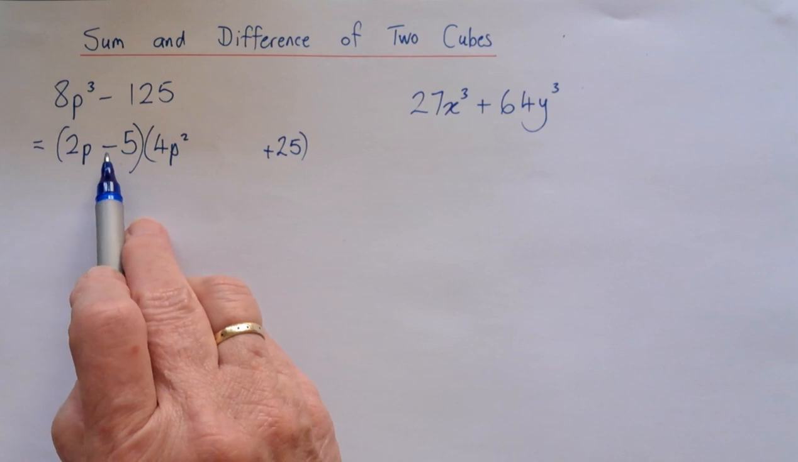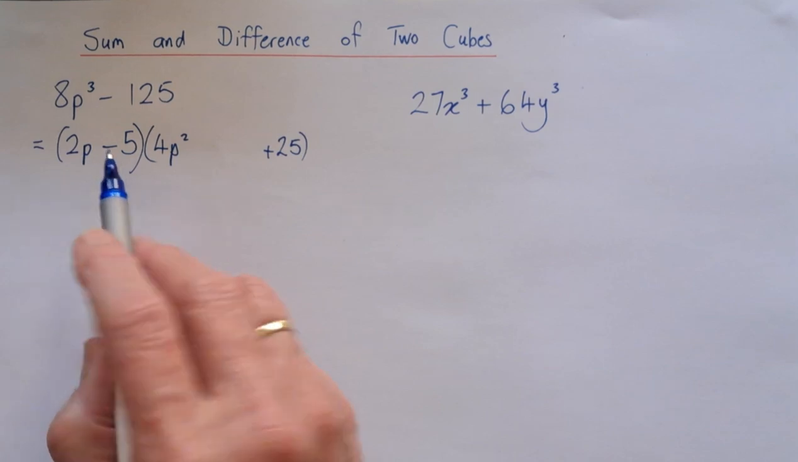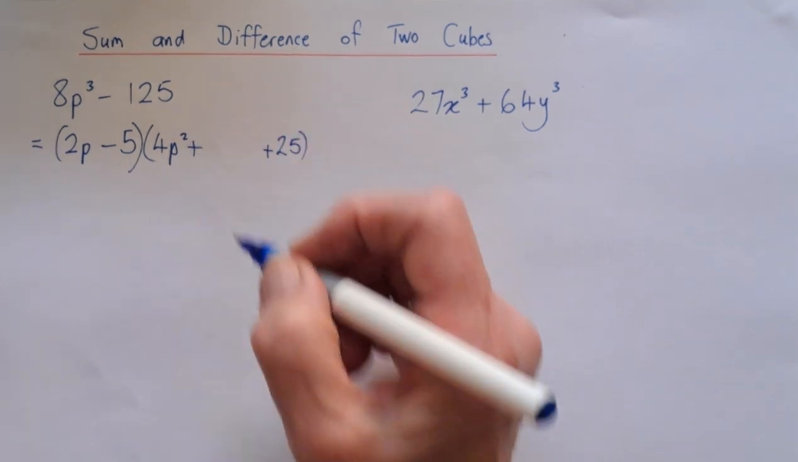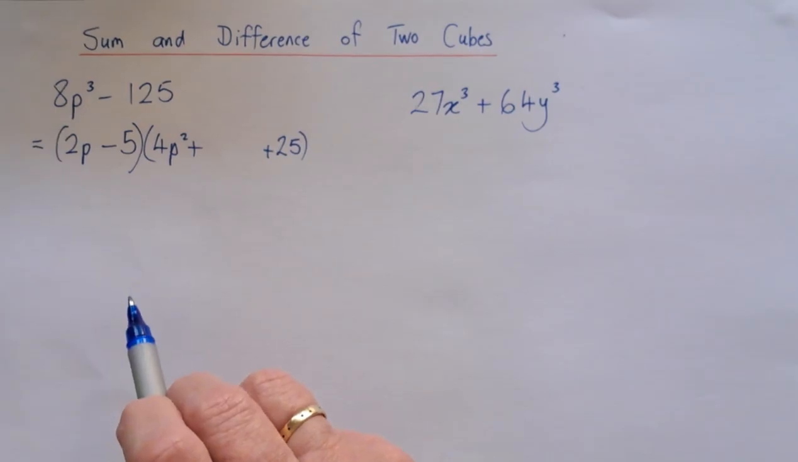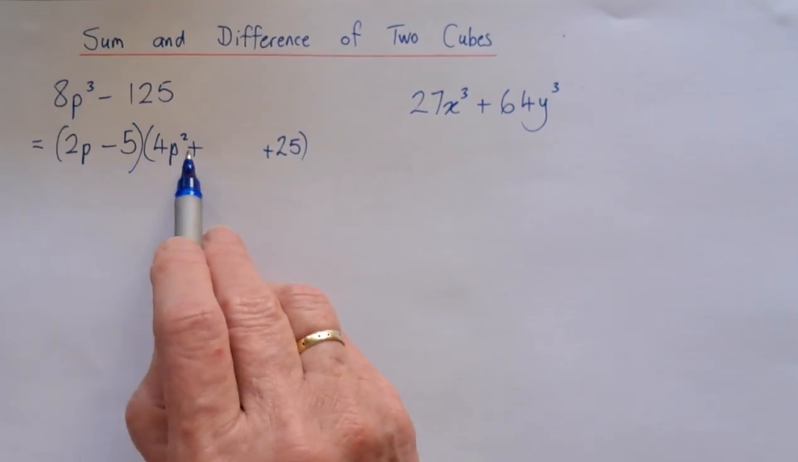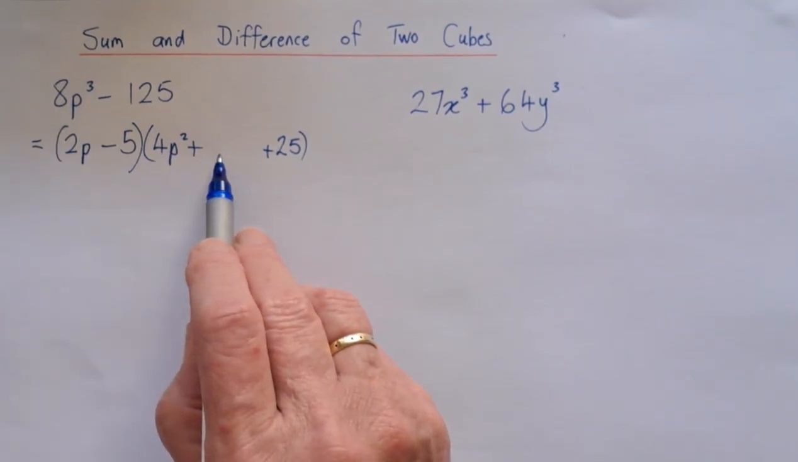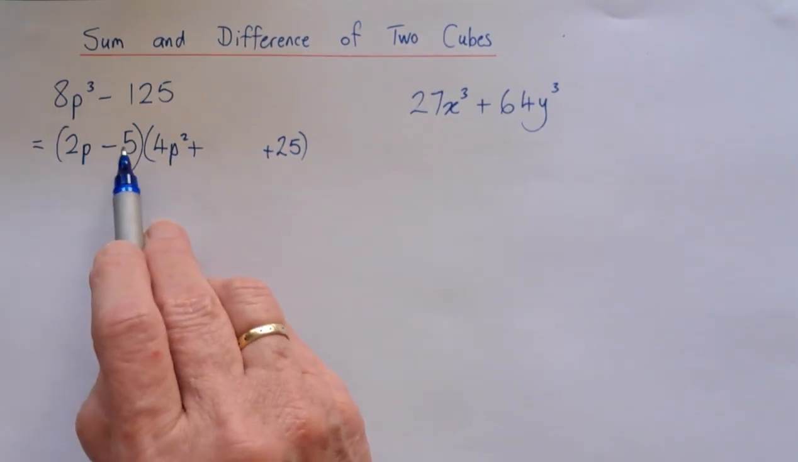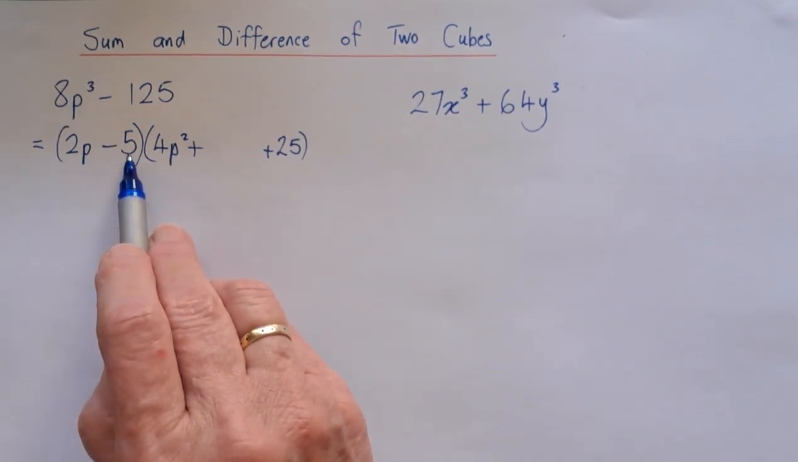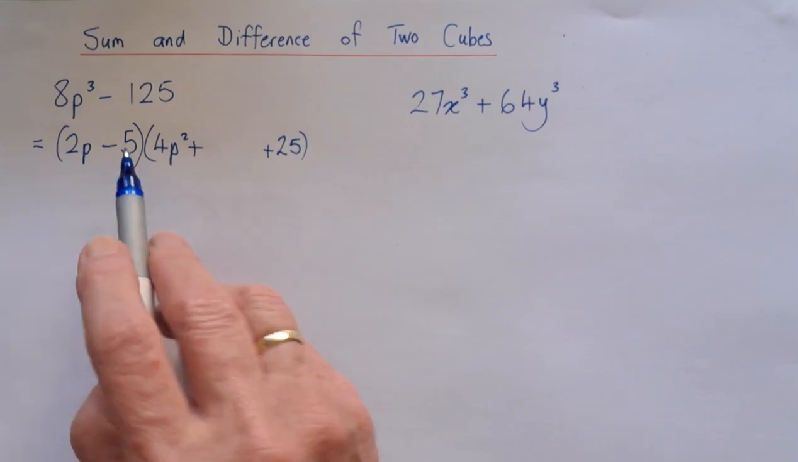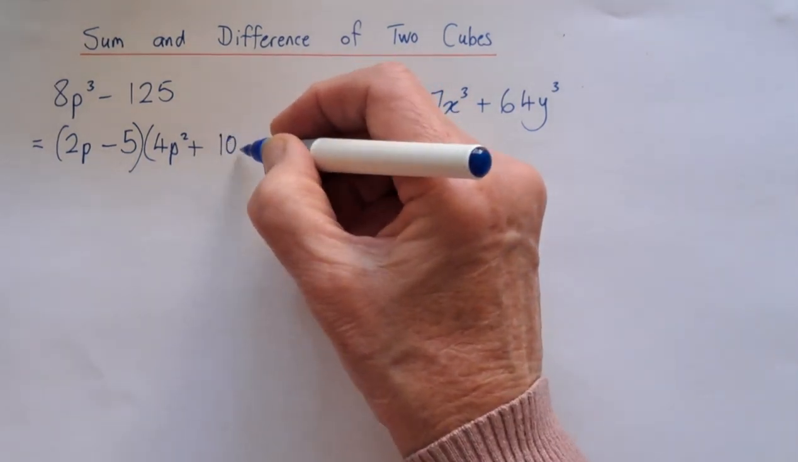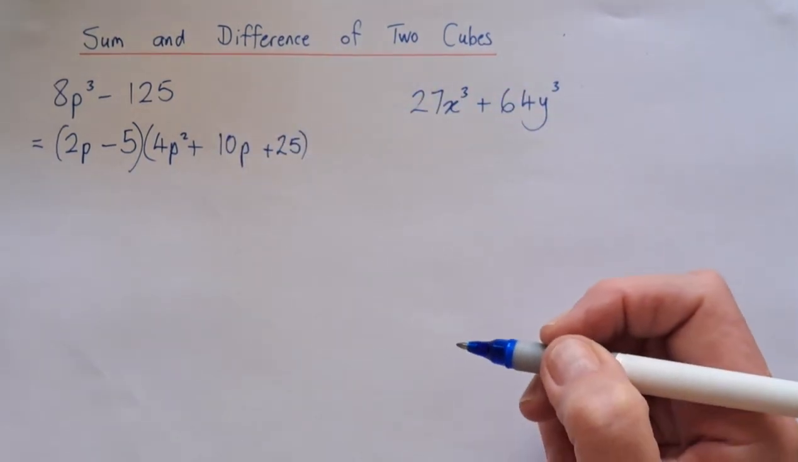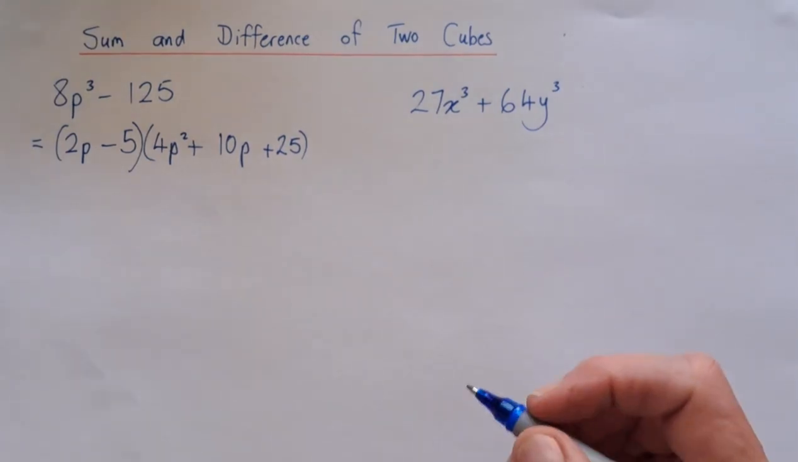And then whatever that sign was, we're going to have the opposite sign for the second term in the trinomial. So that's an important thing to remember. And then how do we get the value of that second term? We simply multiply these two terms together from the binomial. So 2p times 5 is going to give me 10p. And that's basically as easy as it is.